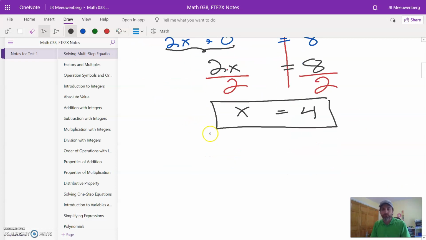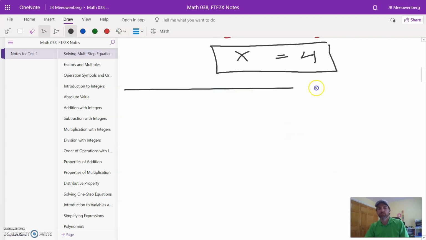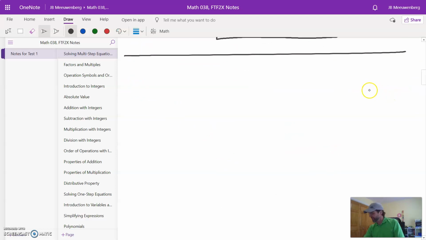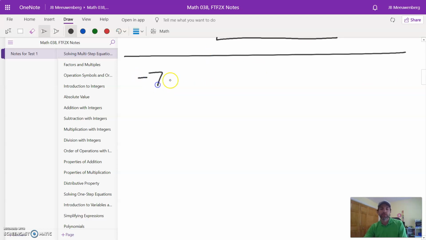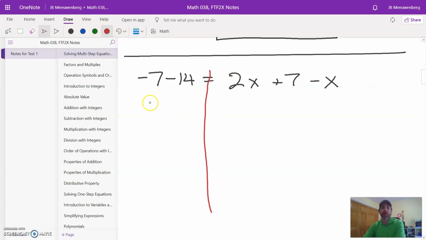Okay, let's try one more. Solve. Find the value of the variable that makes the equation true. Negative 7 minus 14 equals 2x plus 7 minus x. Pause the video, try it. Give it a shot. Not bad. I'm going to keep working.